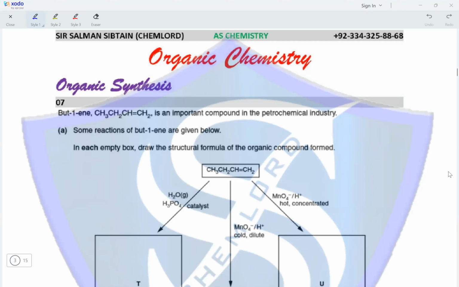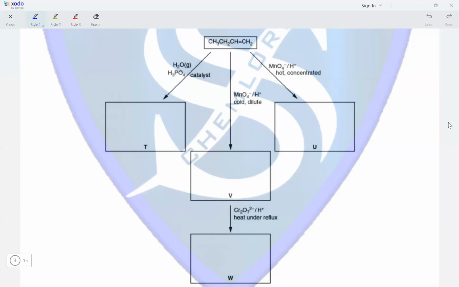Question 7. Butene is an important compound in the petrochemical industry. Some reactions of butene are given below. In each empty box, draw the structural formula of the organic compound formed. So here we can see the entire organic synthesis pathway. So let us begin. We've got butene on the left. Let's go in alphabetical order: T, U, V, and W.